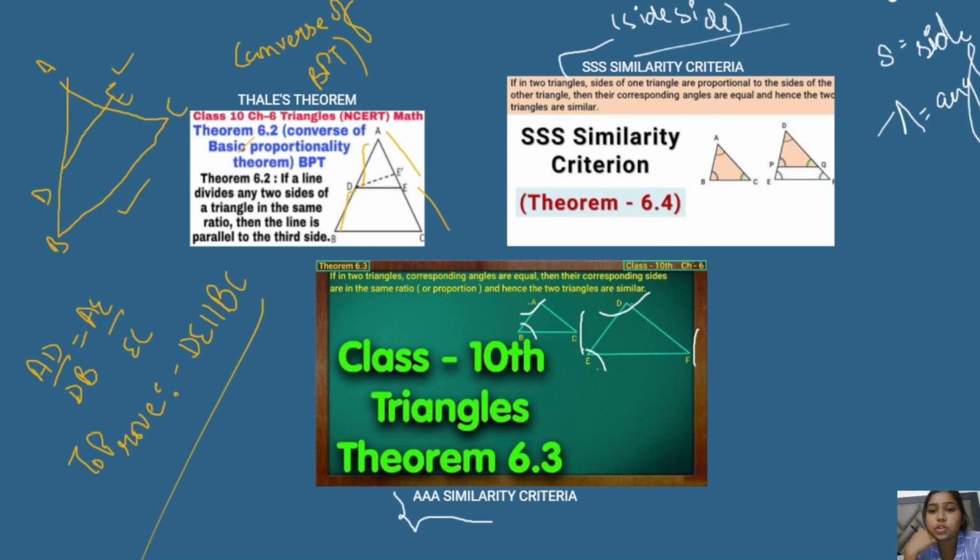Okay, so the next is your SSS similarity criteria, that is your side similarity criteria. According to this theorem, when all sides of a triangle are in proportion to the sides of another triangle, then their angles are equal and they are considered to be similar. So basically both of these theorems are just similar to each other.